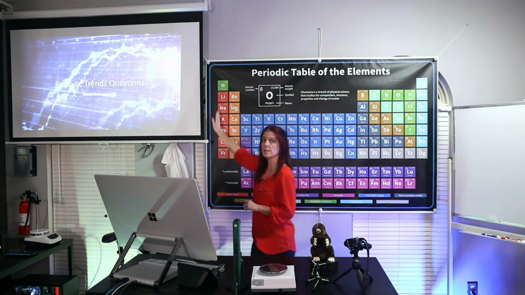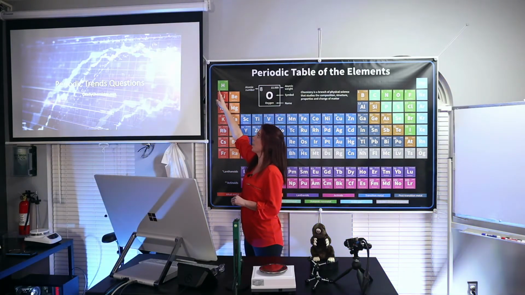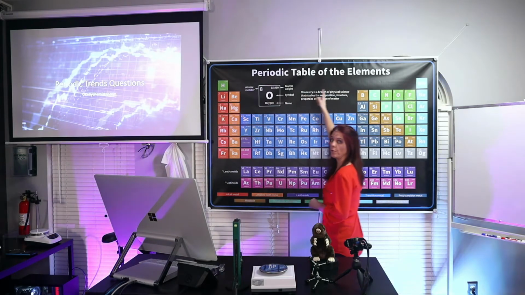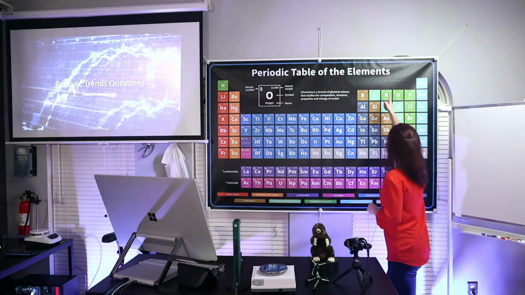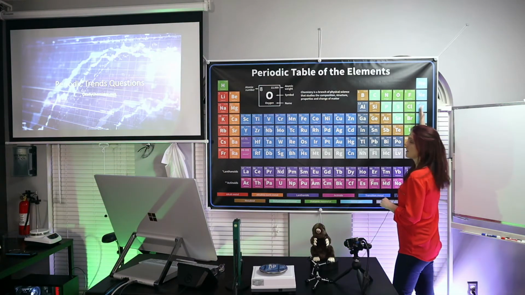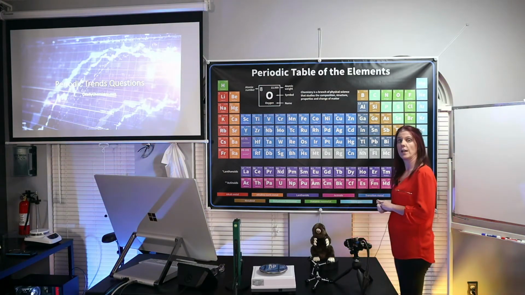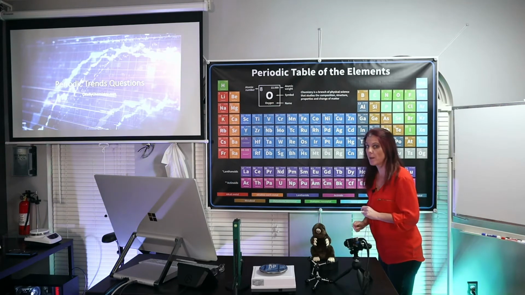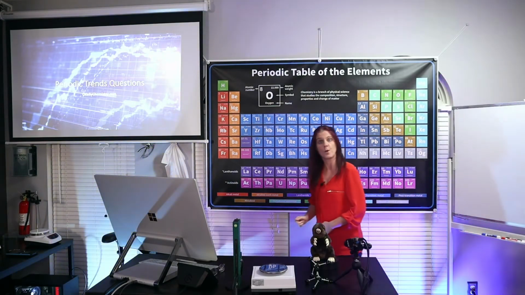Electronegativity will increase as we move up a group, and it will also increase as we move from the left hand side to the right hand side, stopping at fluorine. So our noble gases are not involved in electronegativity. So go ahead and grab that periodic table and let's answer some questions.